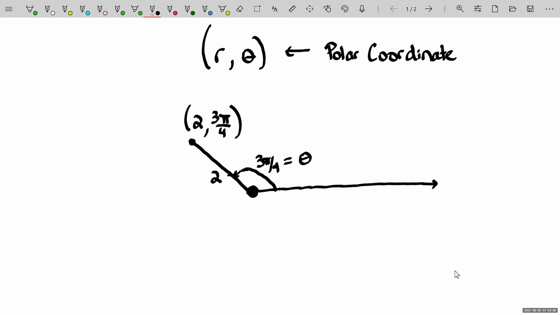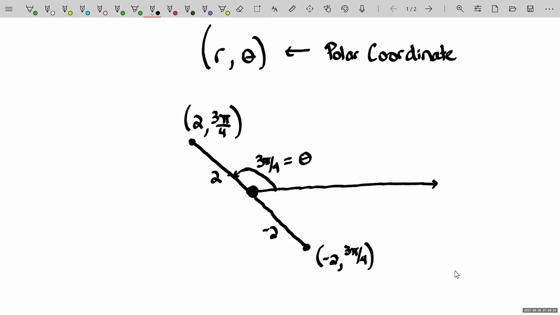Also, again, if you're standing at the pole and you turn through an angle of 3 pi over 4, but you step back 2 units, then you have landed at the point negative 2 comma 3 pi over 4.